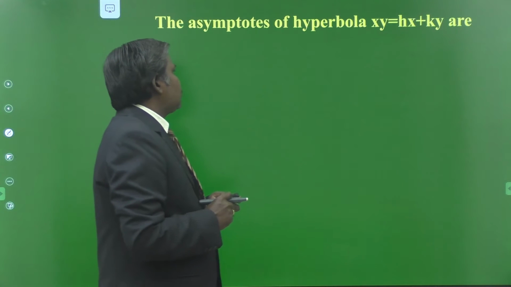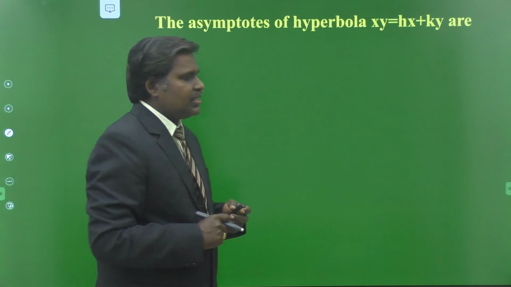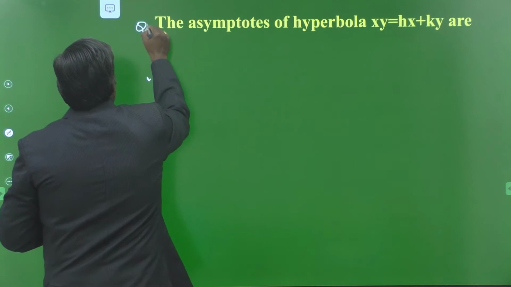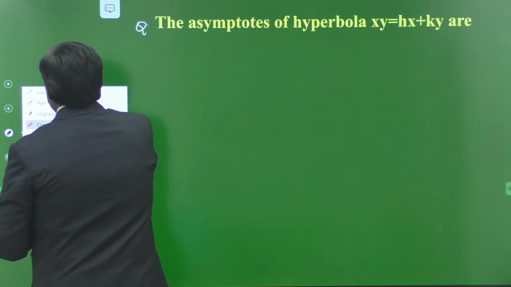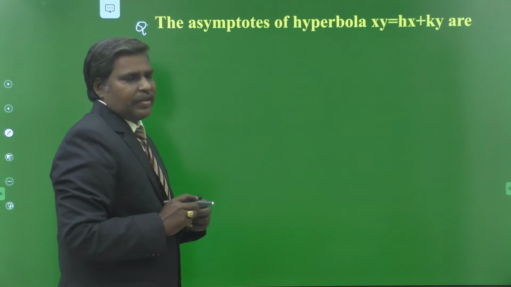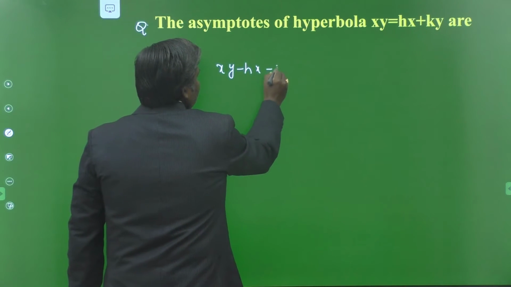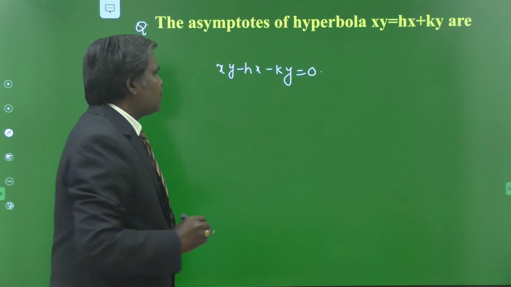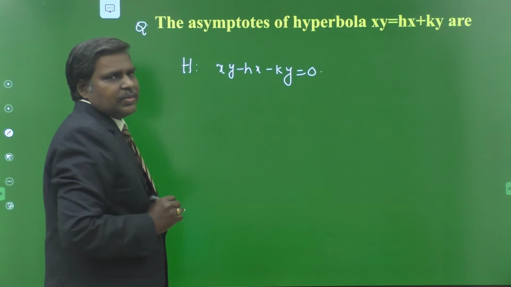Now, the asymptotes of the hyperbola xy is equal to hx plus ky are what? This is the next question. You have to find out the asymptotes of the hyperbola xy is equal to hx plus ky. What is your equation? xy minus hx minus ky is equal to 0. This is the hyperbola equation. We are going to find the asymptotes equation.